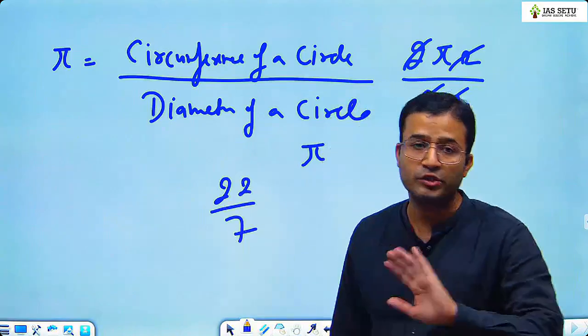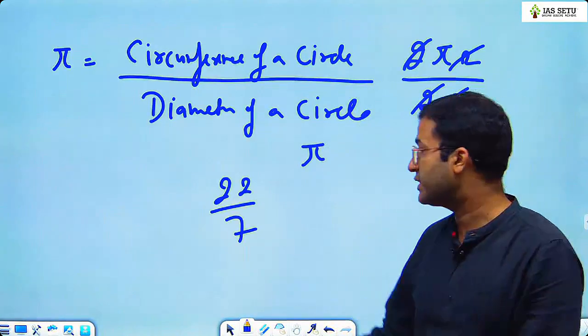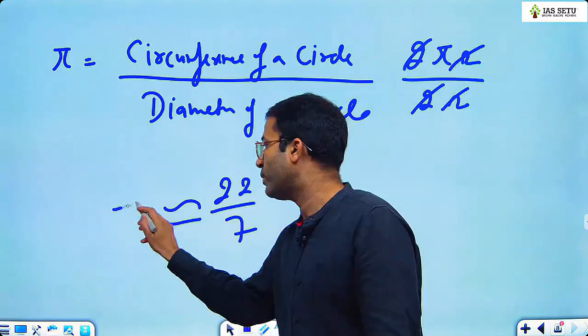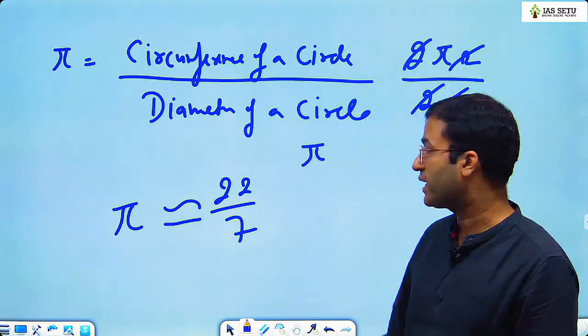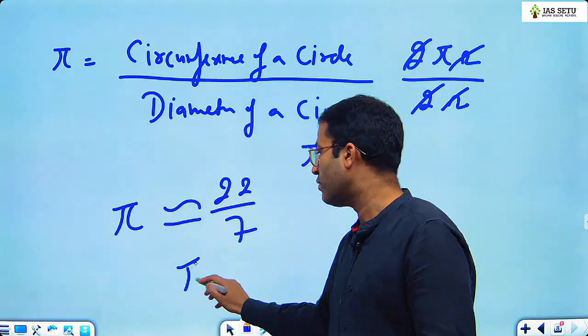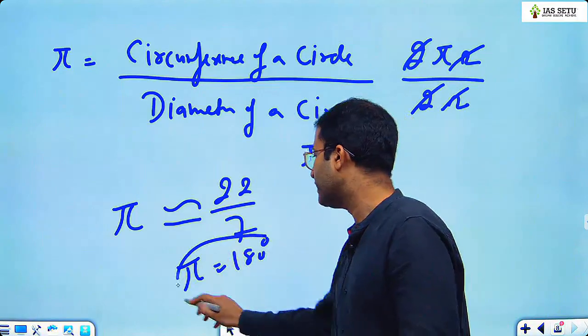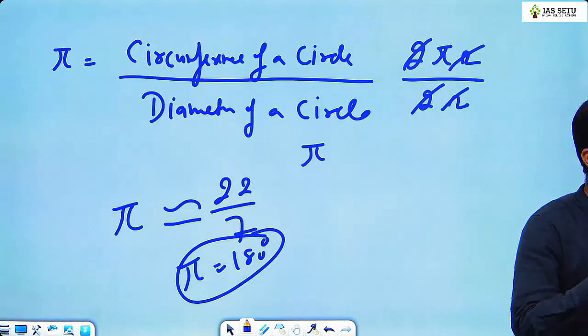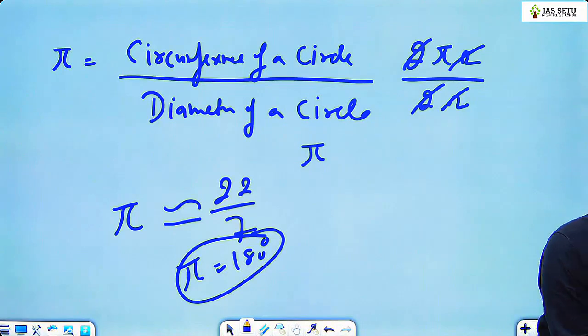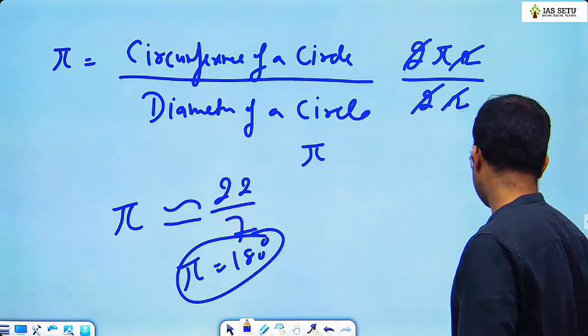22/7 is not exact value of pi. It is actually approximate value of pi is taken to solve question on circle or sphere. But exact value of pi is actually 180 degree. That's why pi is not integer representation. Pi is irrational number. Is this clear? Pi is an irrational number. Now we come to our topic again.